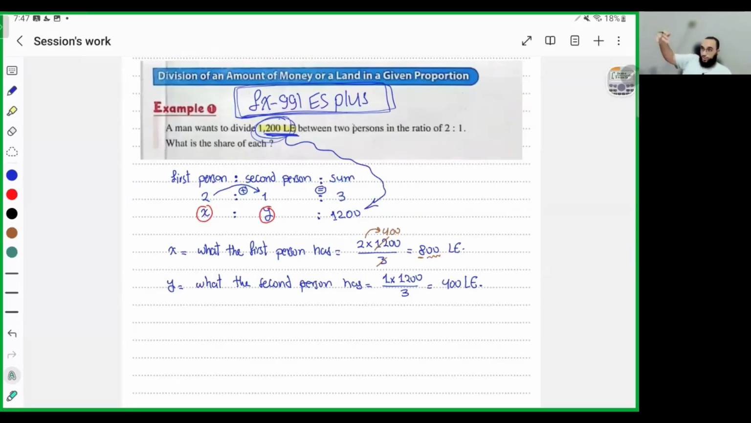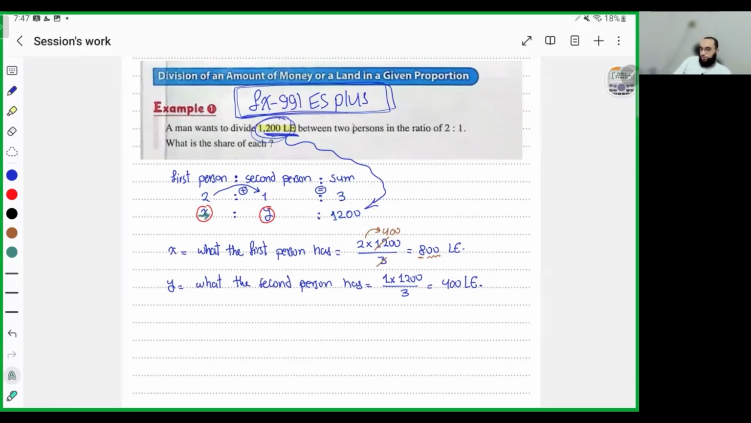In the next part of the session, we will take different questions. If there is a question where, instead of the sum, we write difference, then we will subtract the two ratios. But here in the sum question, we are adding the two ratios. 2 plus 1 equals 3. And below the 3, the actual sum, which is 1200.